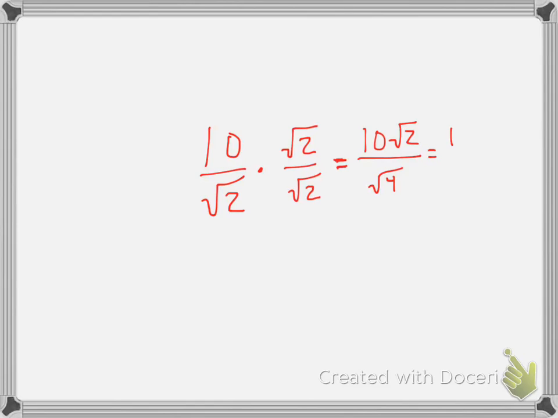So now, 10 square root of 2 divided by 2, and now you can see we have something we can work with. 10 divided by 2 is 5, so that gives me 5 square root of 2. And that is the simplified form of it after I've rationalized the denominator.